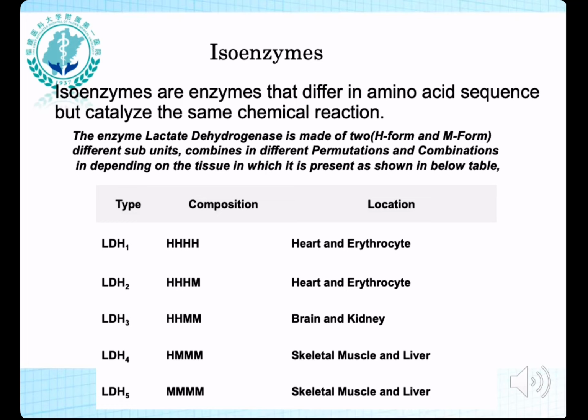Okay, now, the isoenzymes. It is very important, alright? What is an isoenzyme? Isoenzymes are enzymes that differ in amino acid sequence but catalyze the same chemical reaction. For example, the enzyme LDH. LDH is made of two different subunits, H form and M form. They combine in different permutations and combinations but catalyze the same chemical reaction. They distribute in different tissues and organs, and in different tissues and organs, they have different concentrations. So, we may know the source of disorder according to the measurement of the concentrations of isoenzymes. Alright?